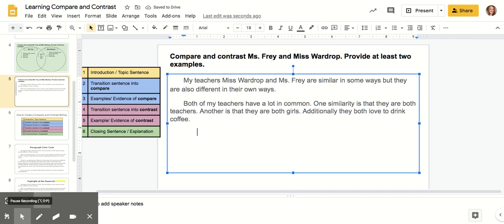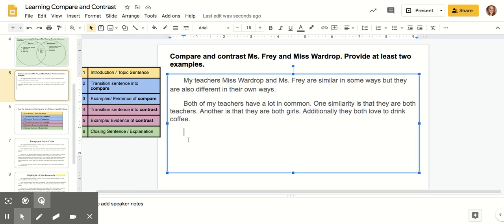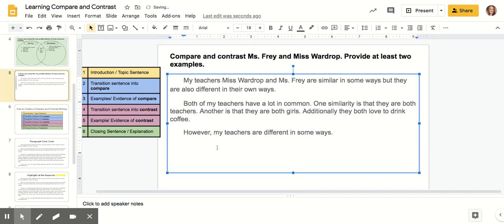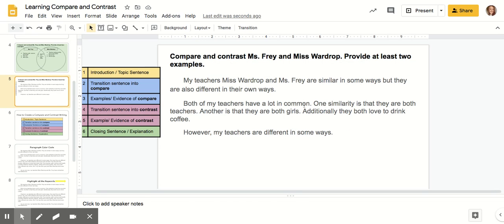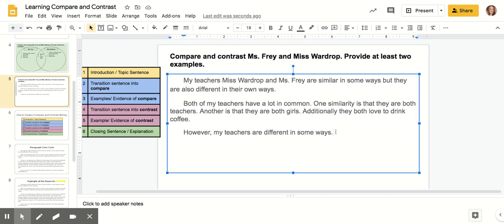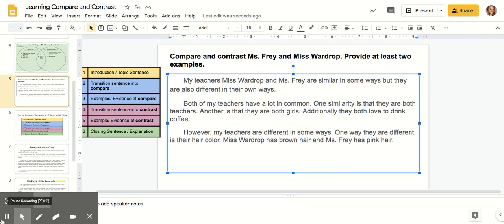Transition sentence into contrast. We need a sentence that shows that we are talking about how they are different. So I'm going to say, however, my teachers are different in some ways. That lets them know that this paragraph is going to be all about how they are different. So I go back up to my foursquare and see how they are different. For this one, I'm going to start with their hair color. I'm going to say one way they are different is their hair color. Miss Wardrop has brown hair and Miss Fry has pink hair.